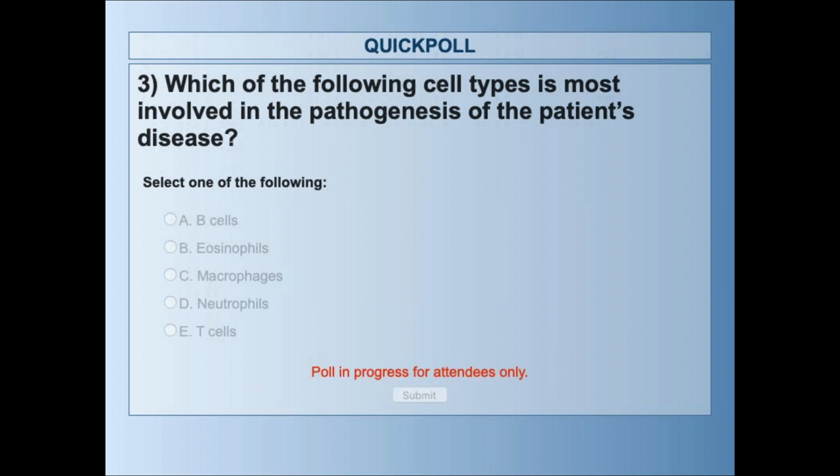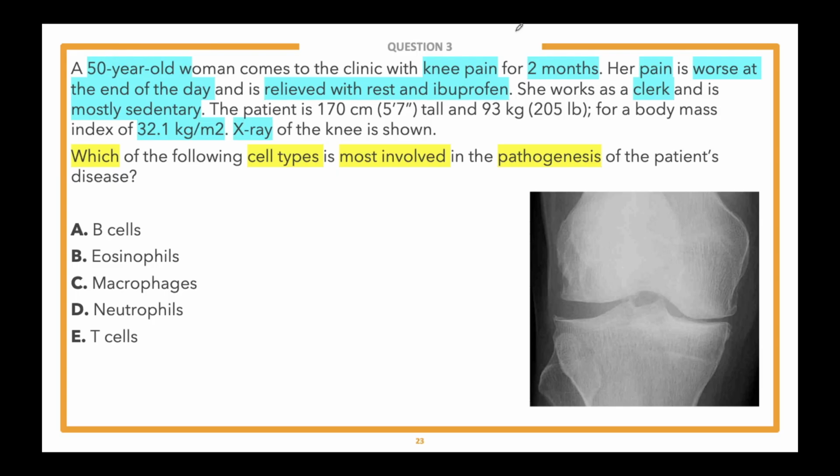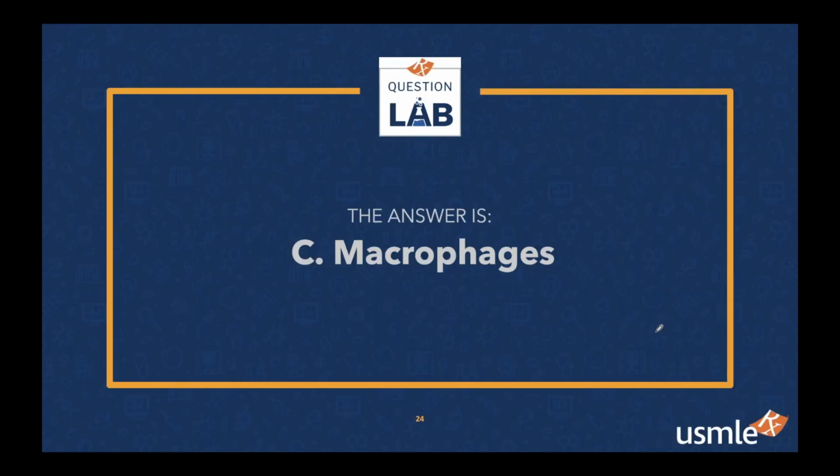All right. Let's take a look and see what you selected. Looks like we have a front runner, which is C, with 45% of you choosing macrophage, and 25% of you selected neutrophils, and in a close third place was T cells. So let's take a look and see what the correct answer is. And the correct answer is indeed C, macrophages. Well done, 45% of you got it right. And with that, I'll turn it back over to Paras.